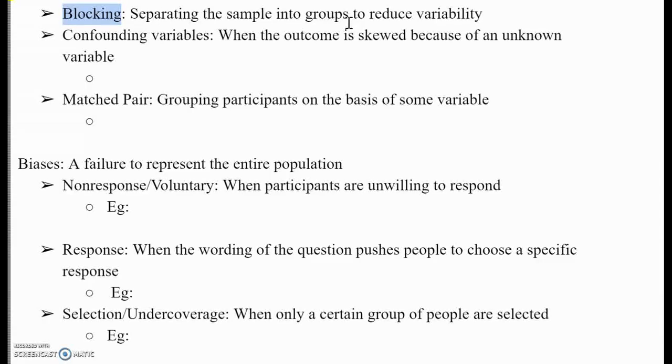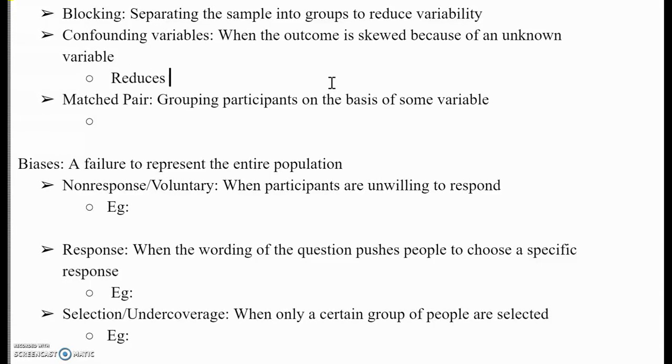Next we have confounding variables, which look very similar to lurking variables. This is when an outcome is skewed because of an unknown variable, which could be a lurking variable. But to be more precise, when you have two variables in an experiment, there's a skewed outcome because of one of the variables that you're unsure about. Like, you're not sure about which one of the variables causes an effect.